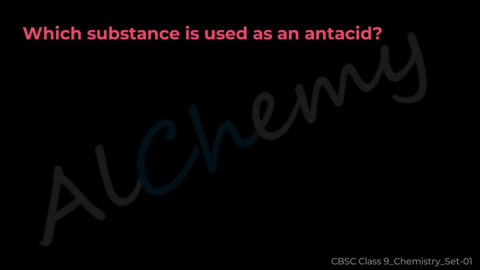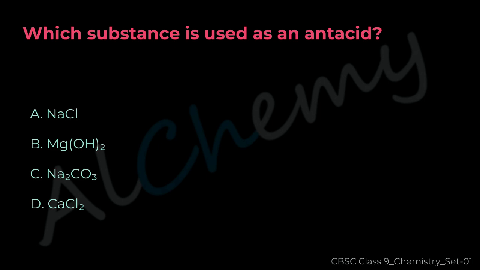The correct answer is B. Bauxite. Question 30. Which substance is used as an antacid? A. NaCl. B. MgO. C. Na2CO3. D. CaCl2.